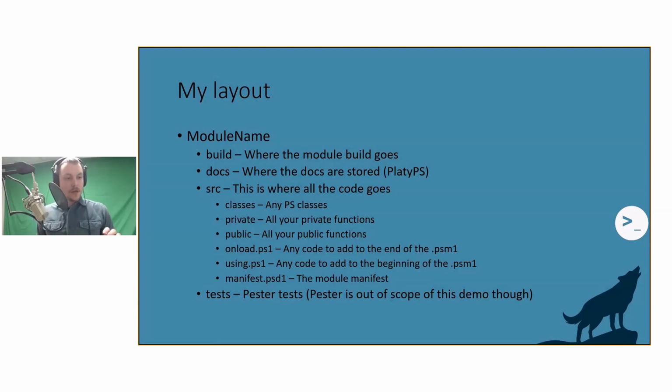I'm not going into the specifics on module building, so that's really as far as we're going to go on that. But then I also have a couple of standardized scripts I have in all my modules. I've got an onload.ps1. This is code that I append to the end of my PSM1 file using InvokeBuild, and I'll walk through that when we get there. I have a using.ps1. This is where I put code that goes at the beginning of my PSM1 using my build script, and we'll get to the build script. And then the module manifest, of course.